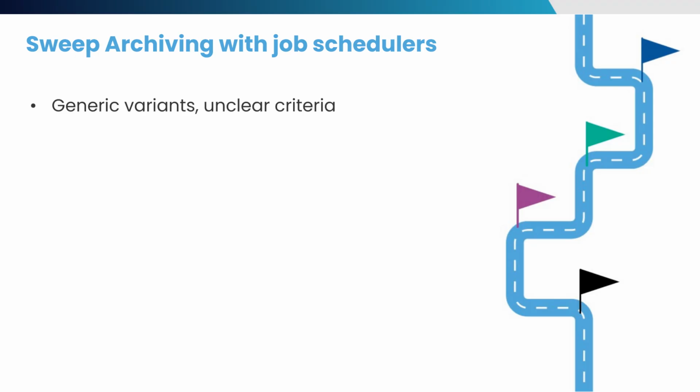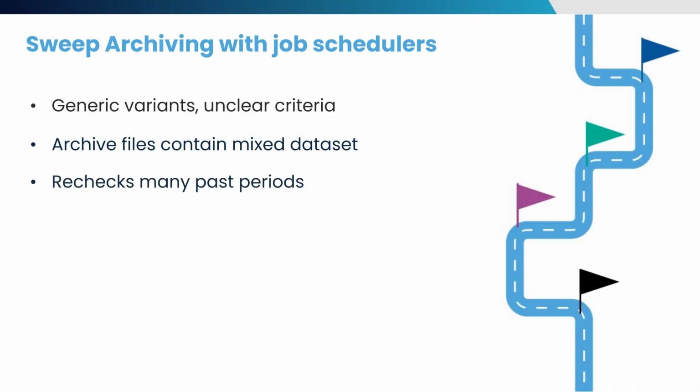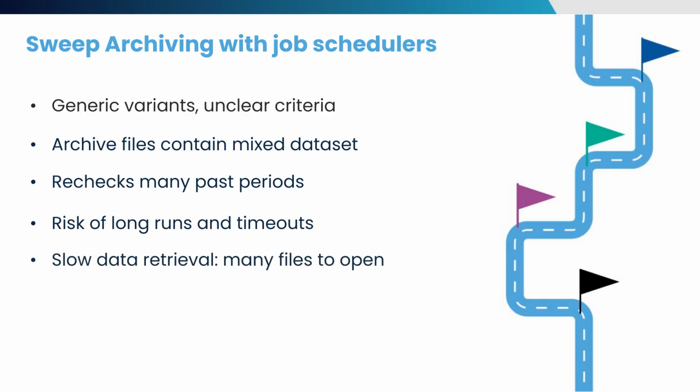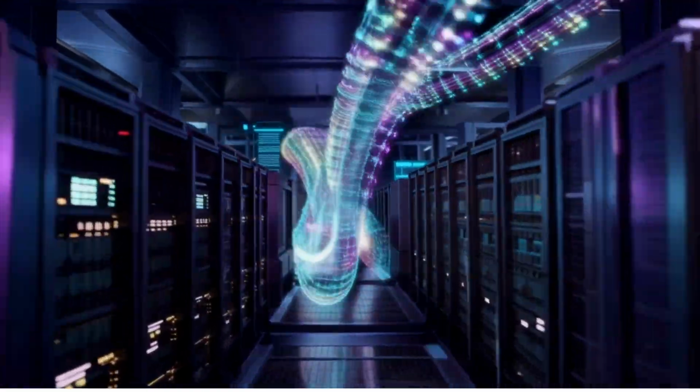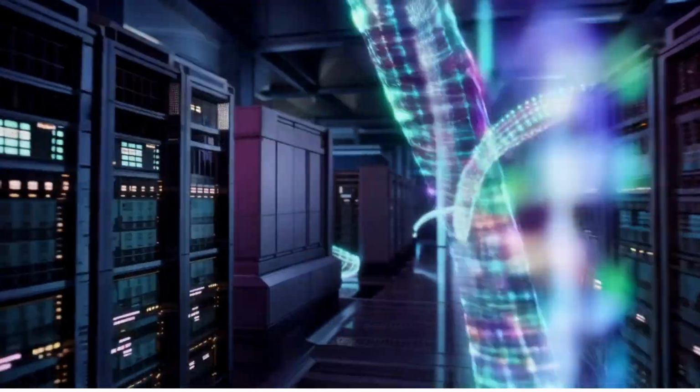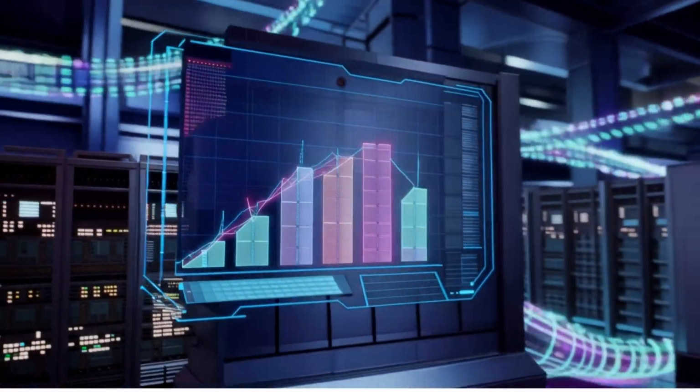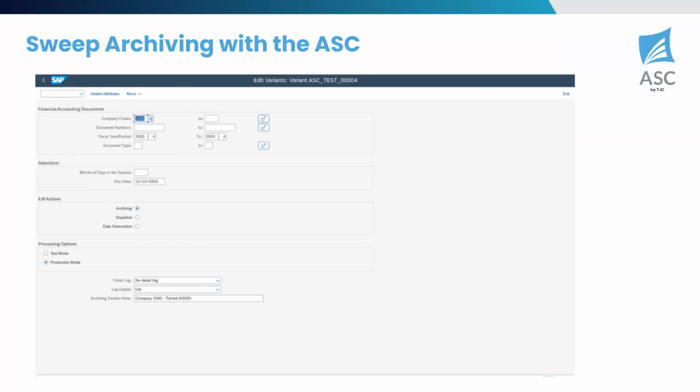Job schedulers rely on generic variants. As a result, archive files often contain mixed datasets, which complicates subsequent processing. With generic variants, the selection criteria are not clearly defined. As a result, SAP ends up evaluating a lot of recent or irrelevant data during the archiving run, which reduces efficiency. With the Archiving Sessions Cockpit, this works differently because it does not rely on generic variants.